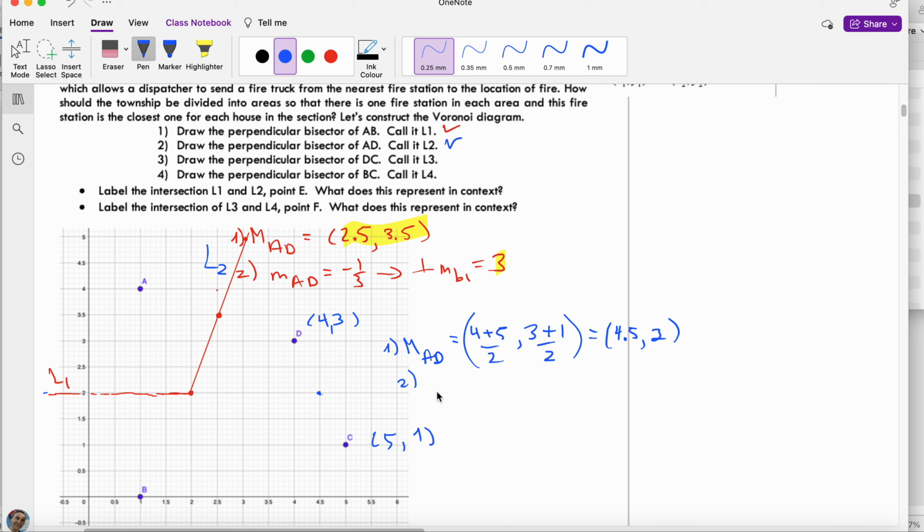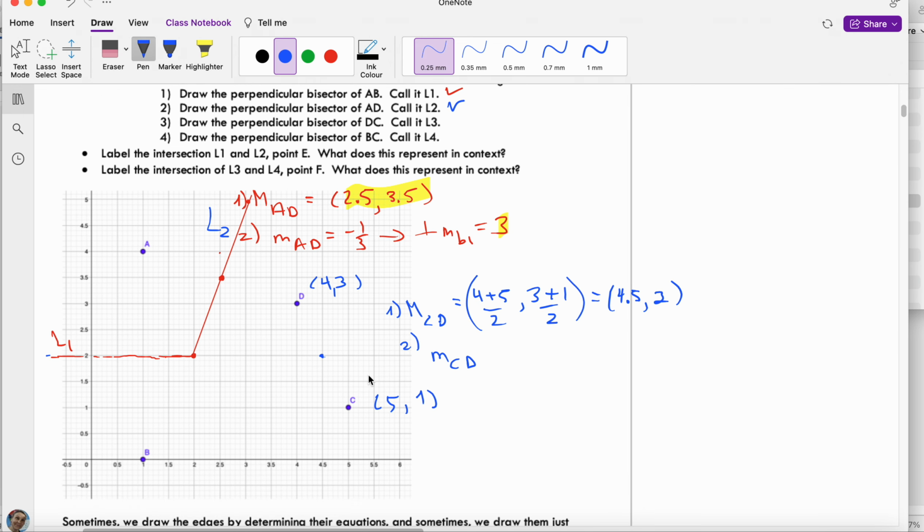Okay, second step, we're going to find the slope. So the slope of CD is going to be 1, 2, and 1 to the left, so that slope is negative 2, okay?